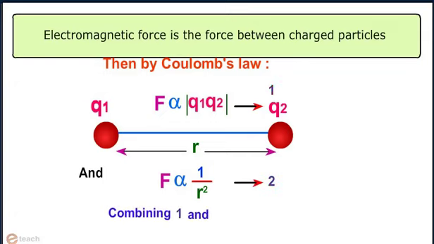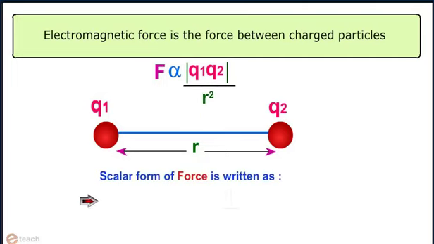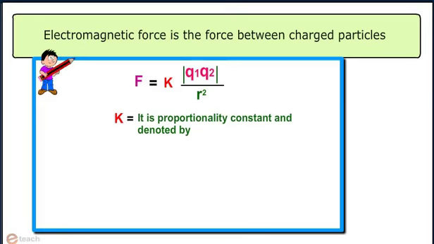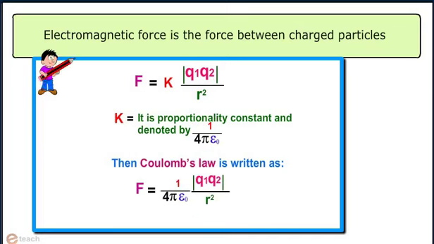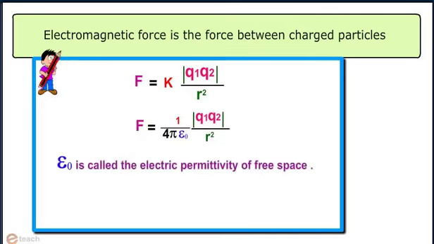So we have two equations, and combining both of them we get force is proportional to Q1 Q2 by r square. Scalar form of force is written as F equals K into Q1 Q2 by r square, where F is the magnitude of force, K is proportionality constant and denoted by 1 by 4 pi epsilon naught. Then Coulomb's law is written as 1 by 4 pi epsilon naught into Q1 Q2 by r square.